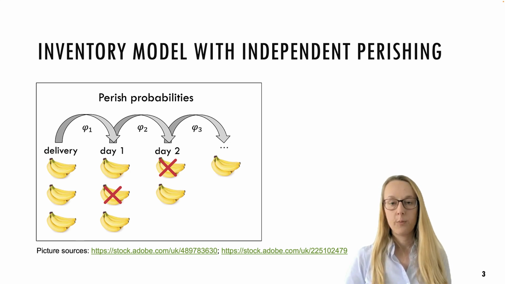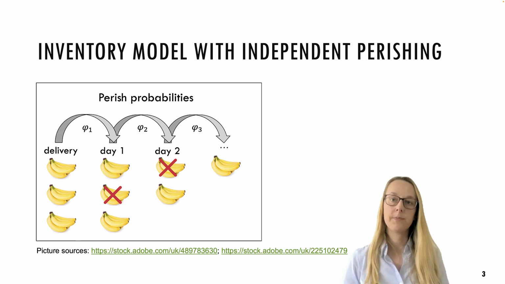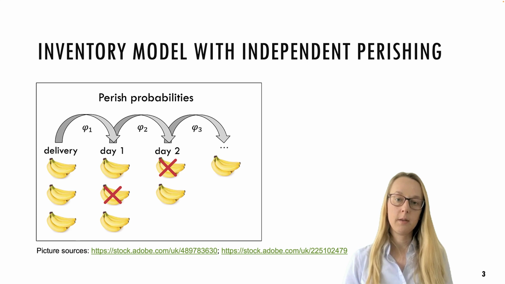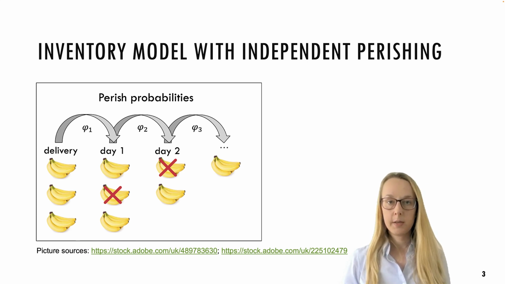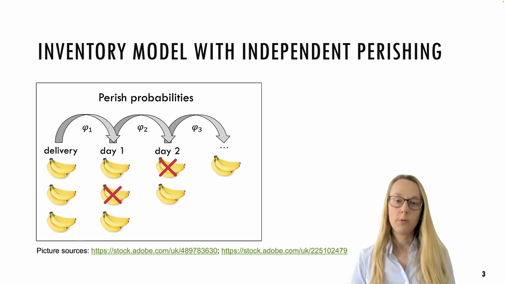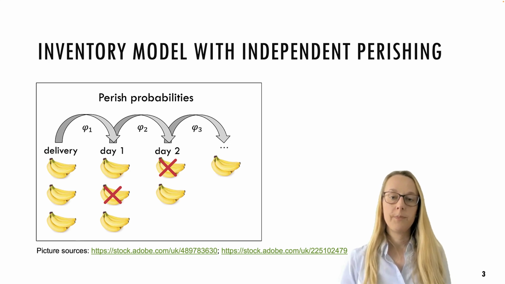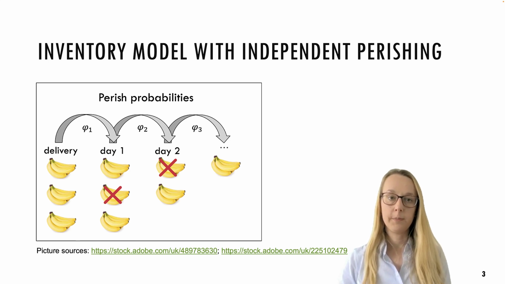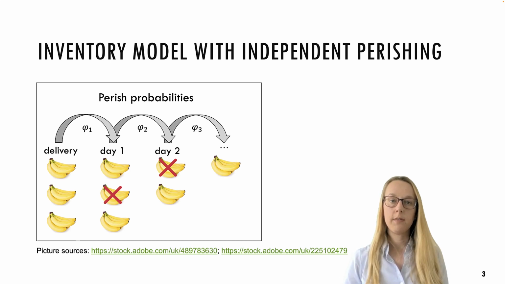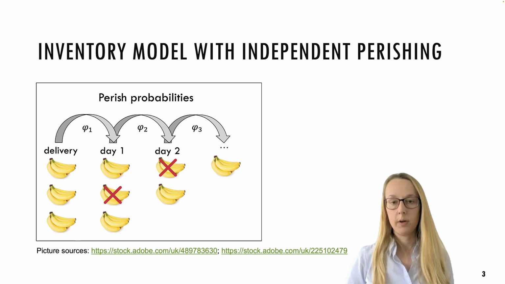What is special about our model compared to other models in the literature is that we consider that items perish independently. This means that one bad box of strawberries or one bad bunch of bananas does not spoil the whole batch. Instead, each product has its own perish probability. Jake will summarize next why this model is important in practice.